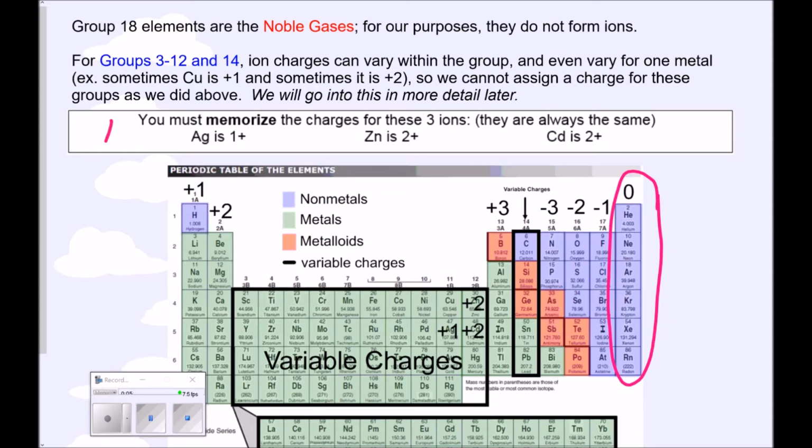However, this is really important. There are some I need you to memorize. I need you to memorize the charges for these 3 ions. Silver is +1. Zinc and cadmium are +2. They're right here on your periodic table. The +2s are on top of each other, and then the +1 silver to the left. So those 3 metals, even though they're in the transition metal section, do have definite charges, and they do have to be memorized.